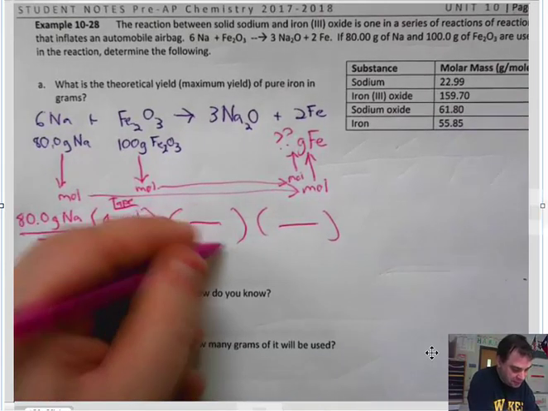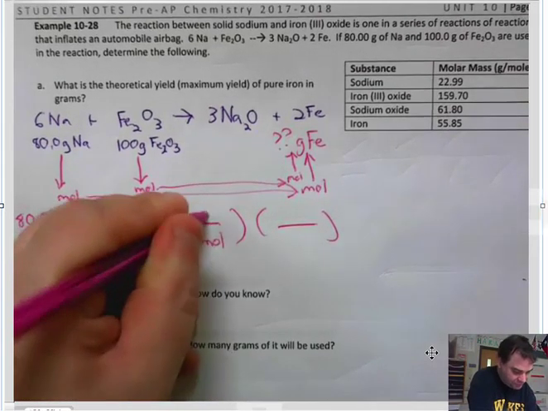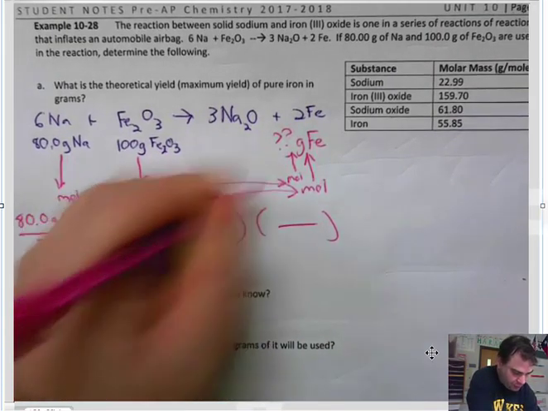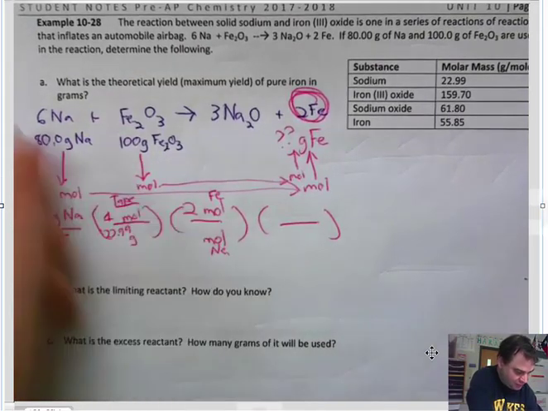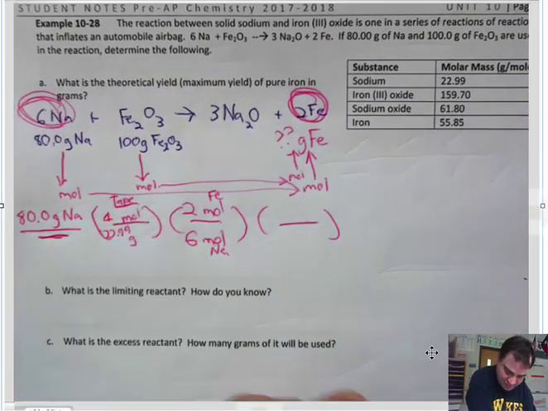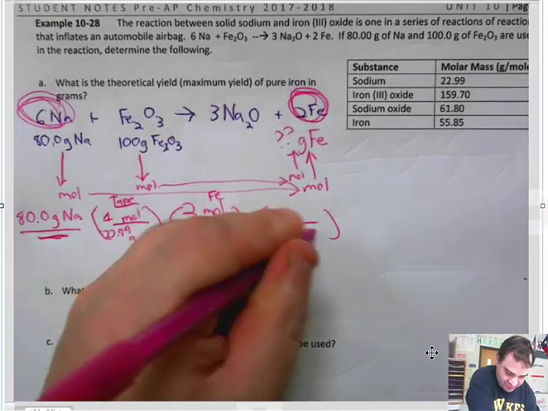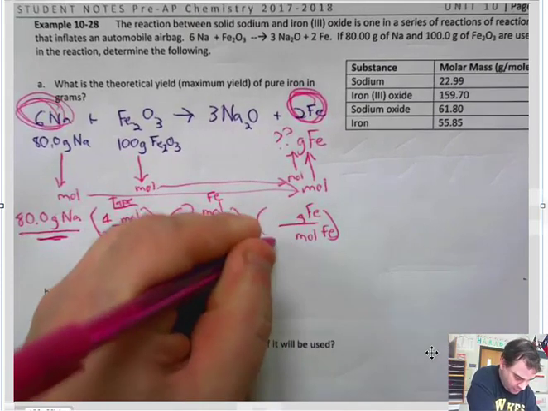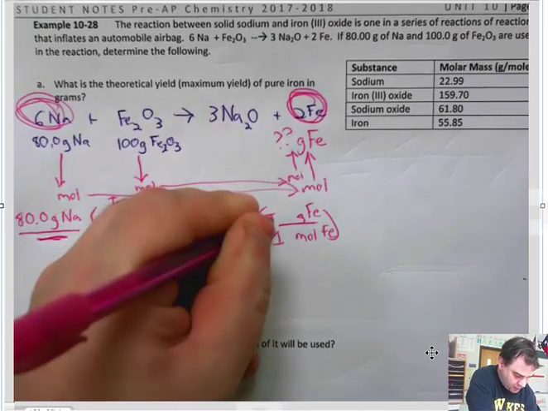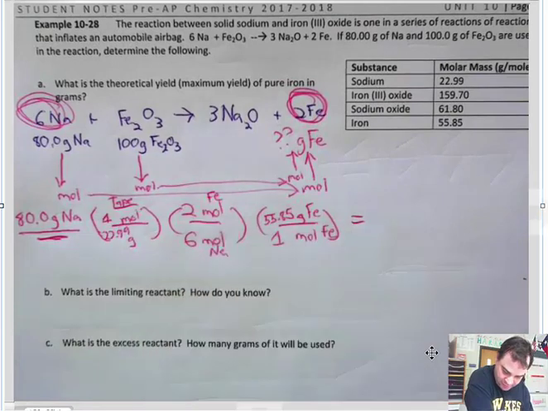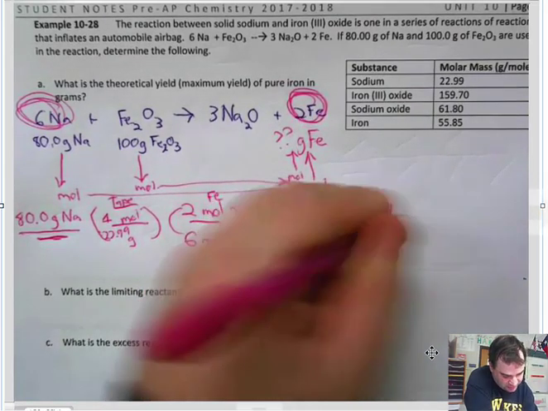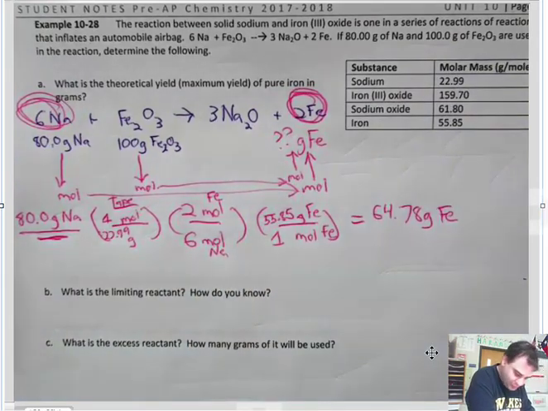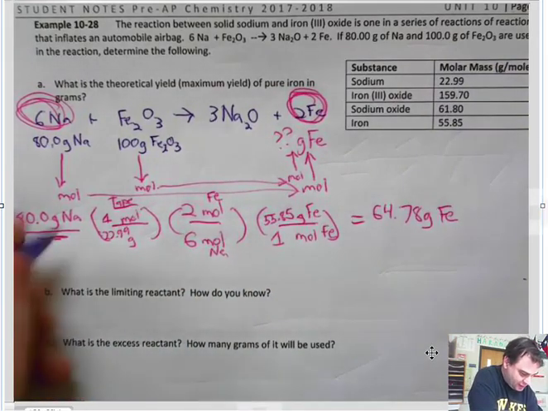Then we have to do the mole-to-mole ratio. Sodium, iron: wham, 2, wham, 6. And then we have to do moles down here and grams up here. Iron, 1 mole, 55.85 grams. Solve that, we get 64.78 grams of iron. That could be our answer, but we have to figure out that 100 grams too as well.